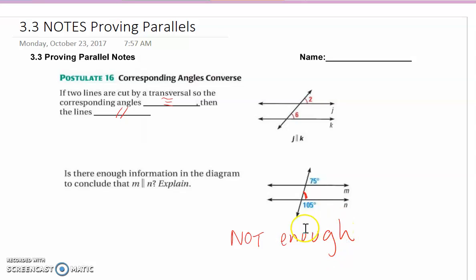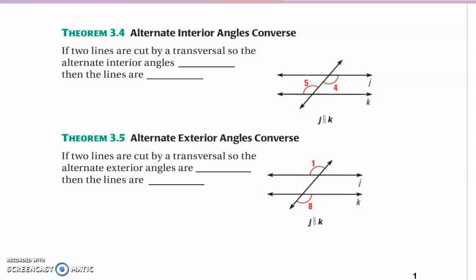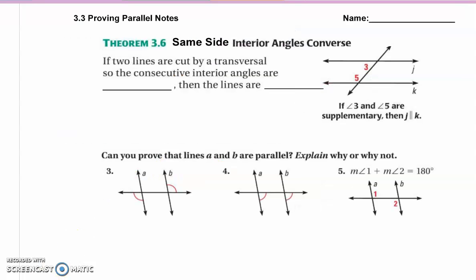Later, we probably would. We're going to have our alternate interior angles converse and our alternate exterior angles converse. And I'm assuming you could guess what this is. It's if two lines are cut by a transversal, if alternate interior angles are congruent, then lines are parallel. If alternate exterior angles are congruent, then the lines are parallel. Okay, let's see. Our last converse, our 3.6, says same side or consecutive, depending on the textbook, interior angles converse.